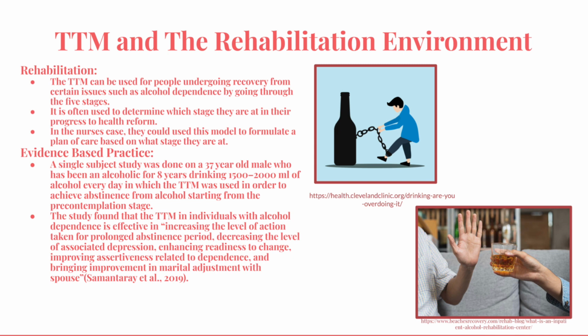So in this instance, for example, we'll go back to the model that we were using before. This man started in the pre-contemplation stage. He did not want to quit. He was probably in denial, and then he made it to the contemplation stage. So this could be the thought that maybe this alcohol thing isn't great. Maybe it is affecting me in my life.